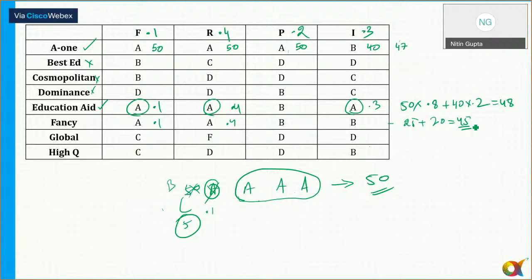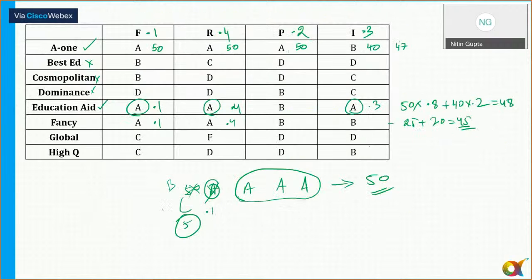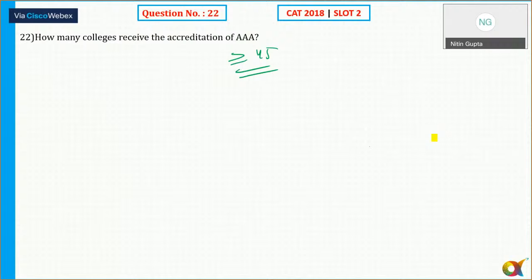And what is the criteria? The criteria was it has to be more than or equal to 45. Okay, fine. So the answer is 3. There are 3 companies which will satisfy: A1, Education Aid, and Fancy. For A1 the score is 47. For Education Aid it is 48, and Fancy it is 45. So these 3 satisfy. So that's why the answer for this question is 3.